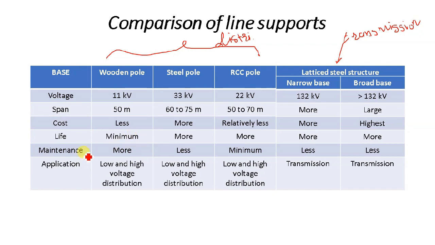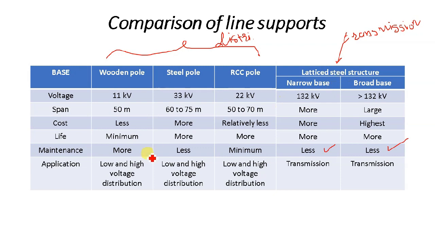Obviously, maintenance will be higher in case of all the distribution poles, and in case of the latticed steel tower the maintenance will be very low. So this is one of the advantages of using latticed steel structure towers. Now all the parts of this kind of tower are usually supplied separately, and we just have to join all these things with the help of bolts, so that they can be assembled at the site where the tower is going to be located.